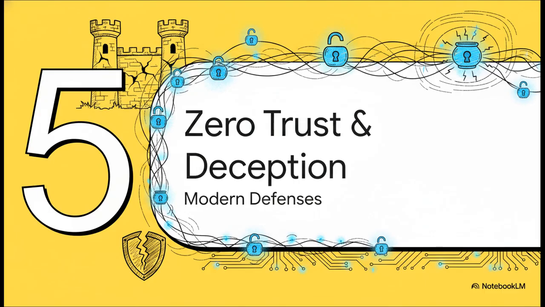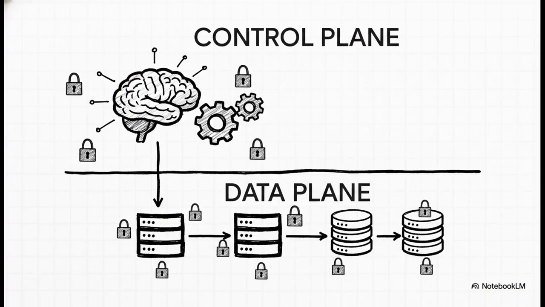Finally, Section 5, Zero Trust and Deception. Let's look at some modern defenses. Zero trust architecture completely flips how we view security by throwing out the idea of an implicit trust zone altogether. To do this, it splits the network into two distinct parts. First, you have a control plane, which uses adaptive identity and threat scope reduction to dynamically make the rules. Second, you have a data plane, which actually contains the subjects and the enforcement points that carry out those rules. Under a zero trust model, absolutely no user and no system is ever trusted automatically.